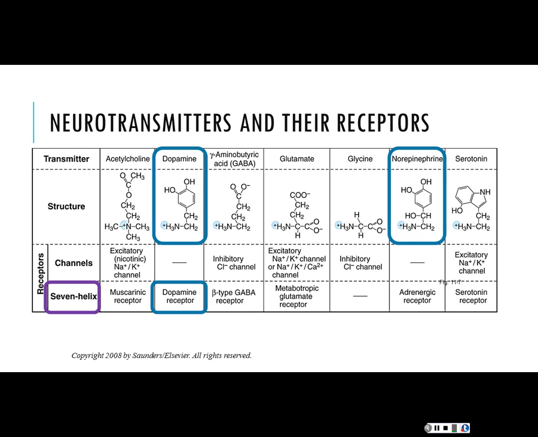Another highlight we can talk about on this list is norepinephrine, and I had you put an asterisk on this. Norepinephrine's receptors are G proteins. And check out the name on this one. Everybody loves this one. What's the name of the receptors? Adrenergic. It looks like adrenaline. Another name for norepinephrine is noradrenaline.